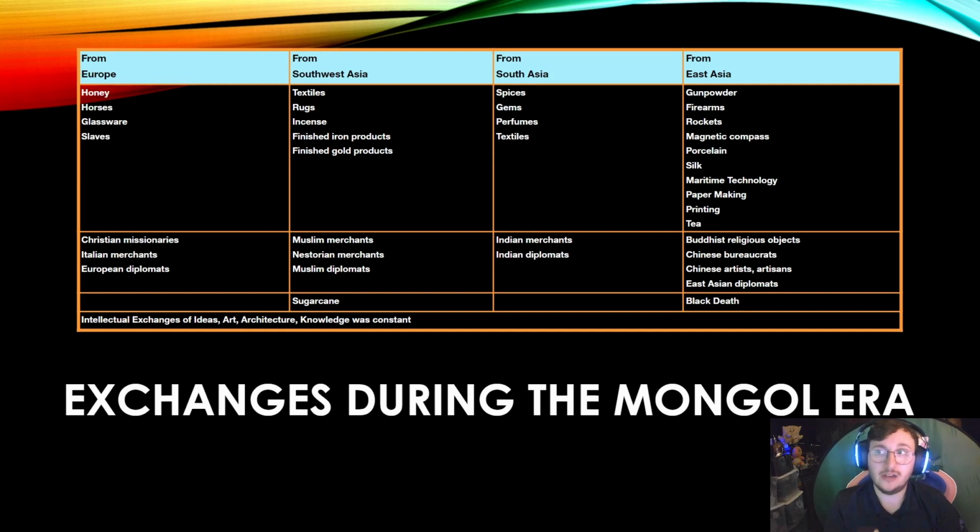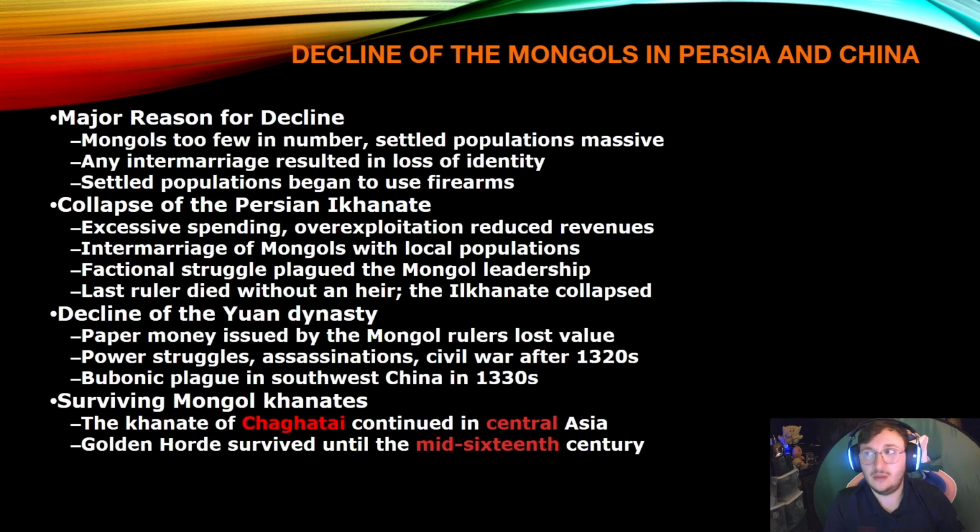From South Asia, they're going to get spices, gems, perfume, and textiles. Who they're going to get from South Asia is Indian merchants and diplomats. From East Asia, they're going to get gunpowder, firearms, rockets, magnetic compass, porcelain, silk, maritime technology, paper making, printing, and tea. Who they're going to get is Buddhist religious objects, Chinese bureaucrats, Chinese artists and artisans, and East Asian diplomats. They're also going to get the Black Death, or the Black Plague, which is going to begin in East Asia.